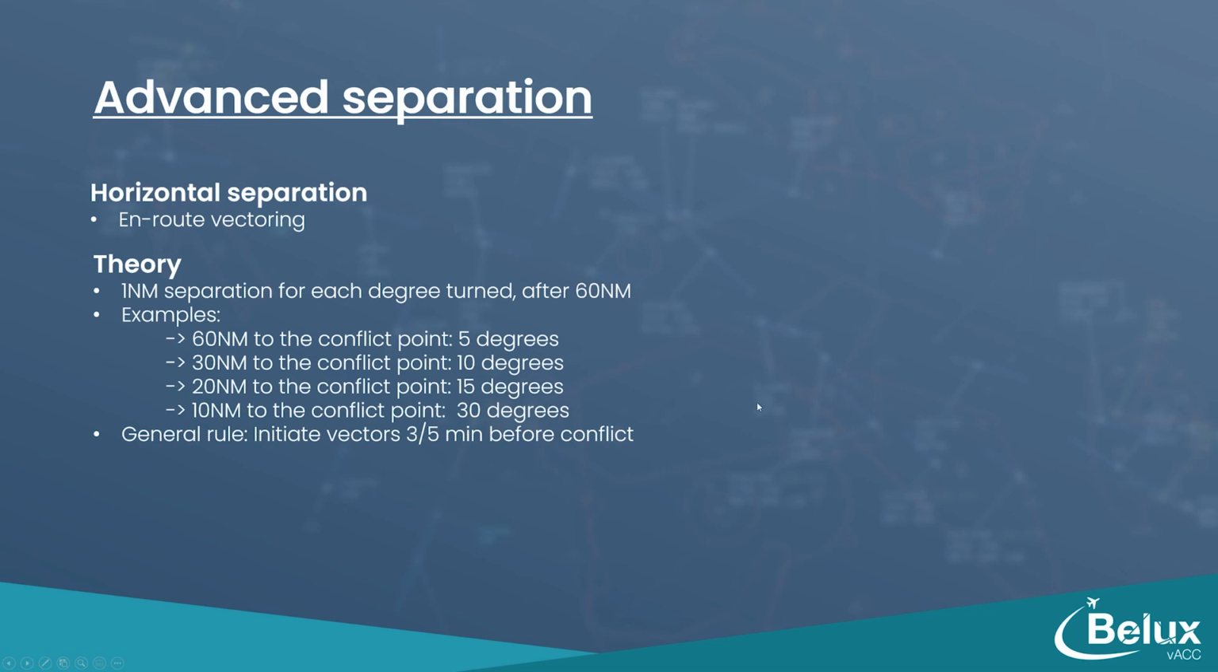In general, the rule is to give vectors 3 to 5 minutes before the conflict occurs to avoid errors, because as soon as you put an aircraft on a heading, that will mess up your trajectory, and you might create conflicts that you didn't see before. Some tips: give both aircraft a heading, which will split the degrees in half. For example, if you have a conflict in 10 nautical miles, give both aircraft a heading 15 degrees, and that will result in a total difference of 30 degrees.